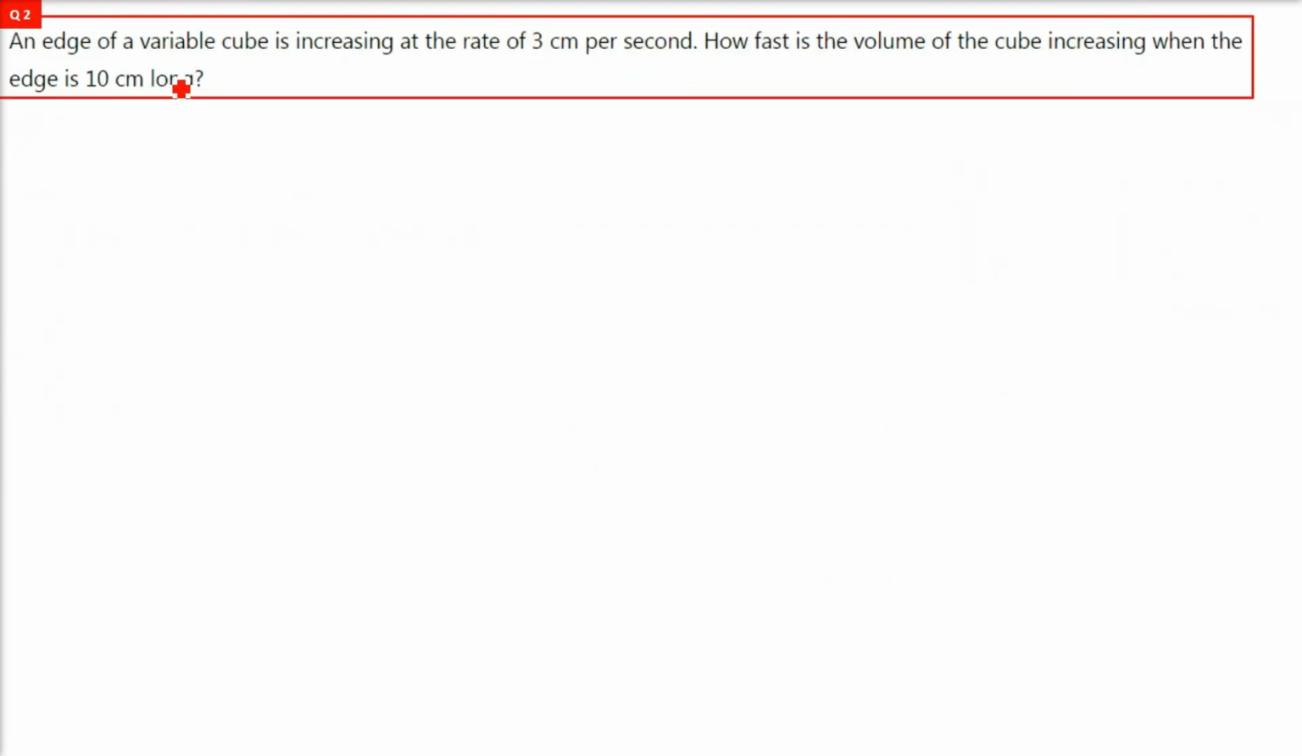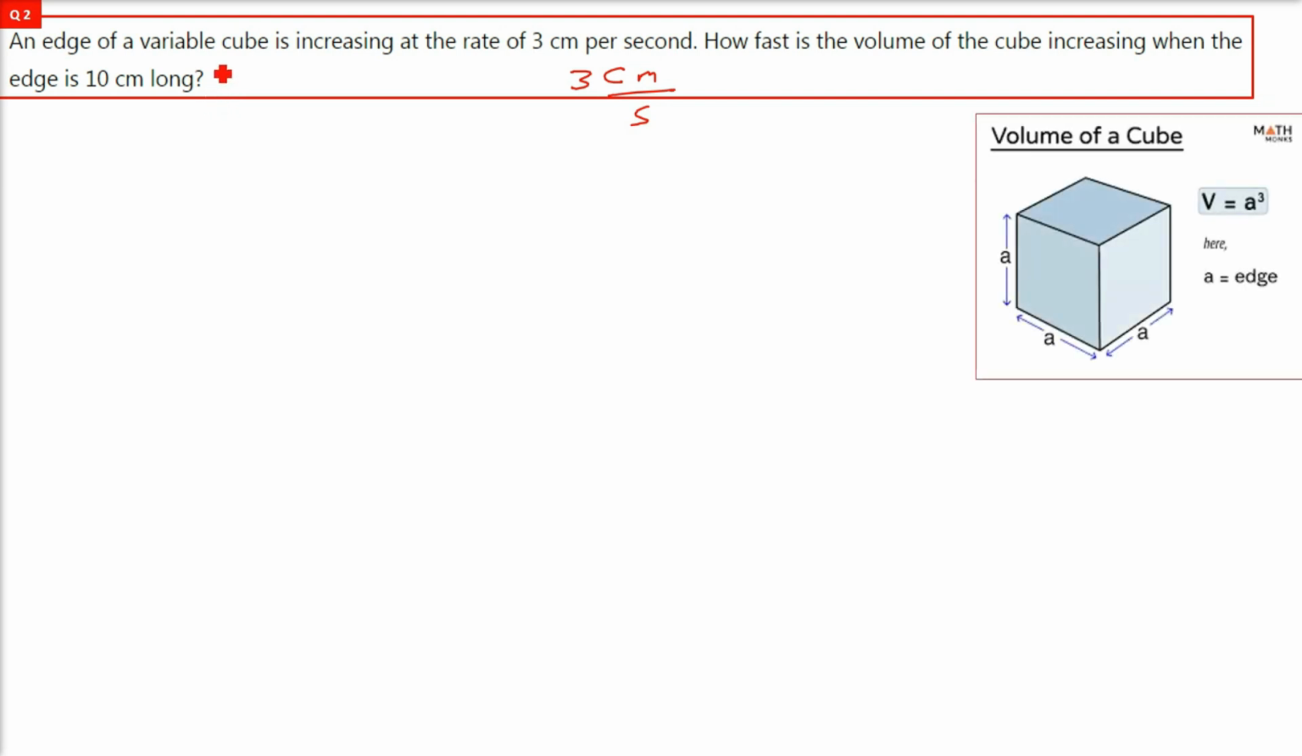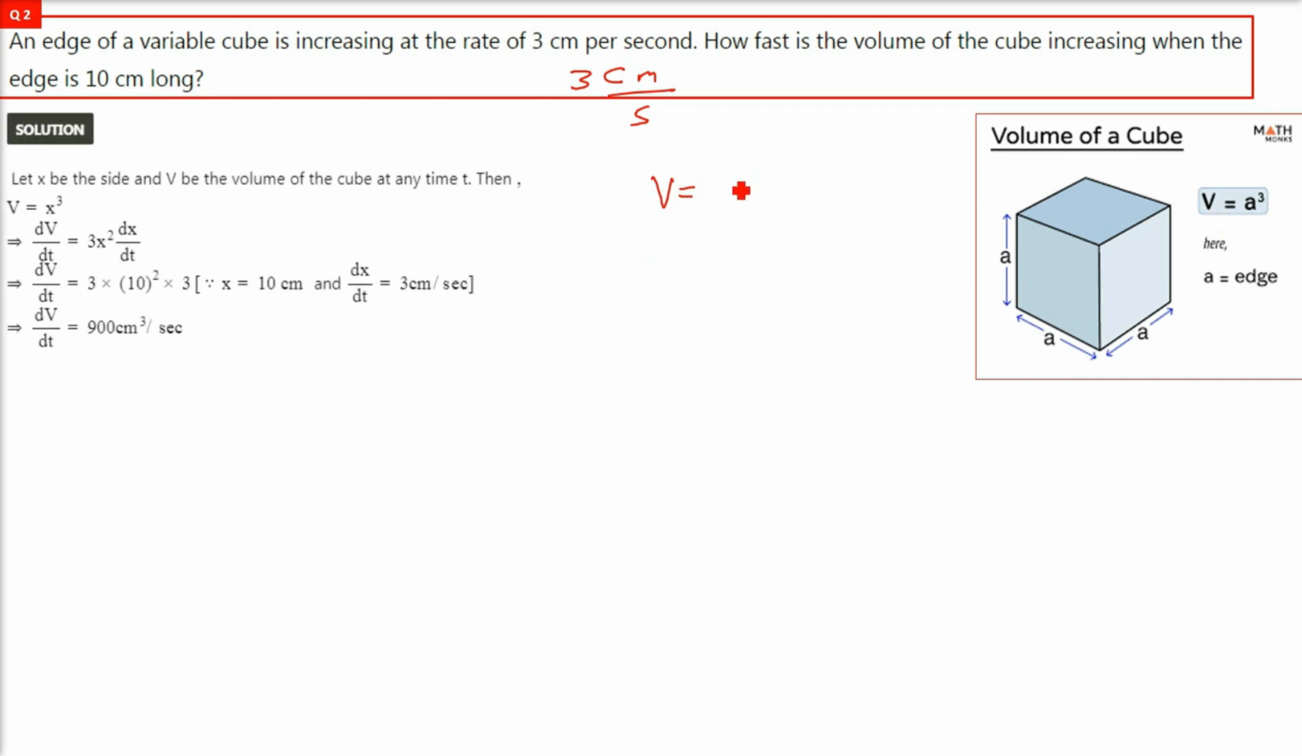An edge of a variable cube is increasing at a rate of 3 cm per second. So there is a cube, but it is varying. It may be increasing, it may be decreasing. But a cube is a three-dimensional shape where all the edges are equal. How fast is the volume of the cube increasing when the edge is 10 cm long? What is the volume of the cube? It's x cubed here, because we are taking x as the edge of the cube.